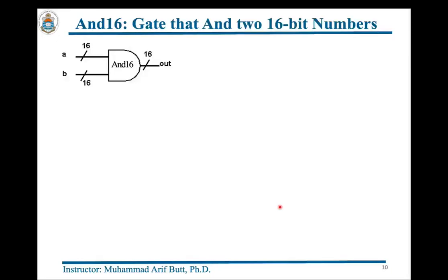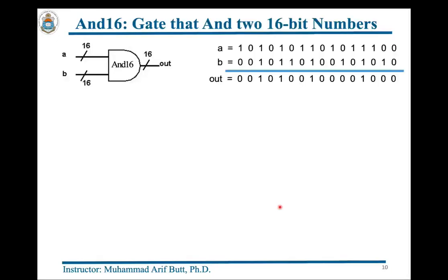Okay, so let's see it. I think everybody is very much familiar with bitwise AND. Suppose the 16-bit binary number A contains this number. I don't know what it is in decimal. And the 16-bit binary number B is shown over here. And this should be the output of this AND16 gate, which is bitwise ANDing these two numbers and writing it over here. And over here you can see two ones make the output 1. Two ones make the output 1. Two ones make the output 1. Two ones make the output 1, and the rest everywhere is 0.